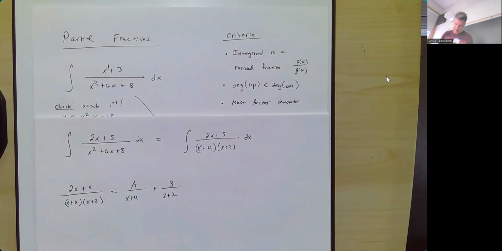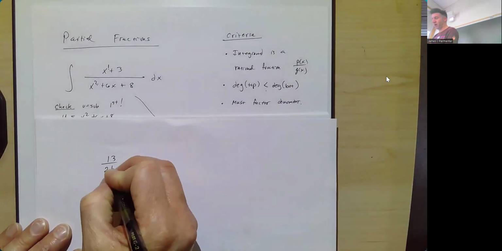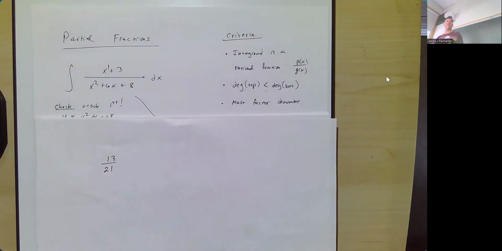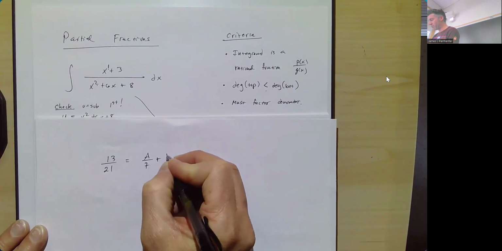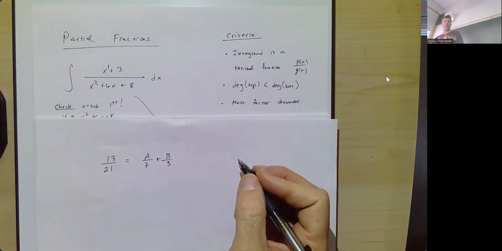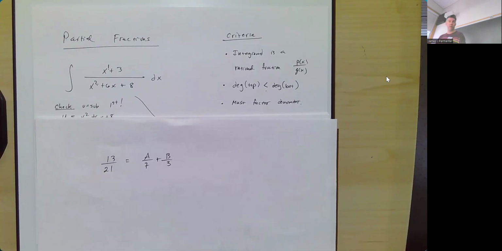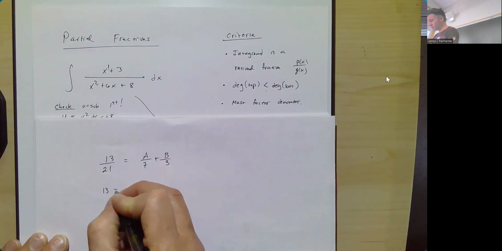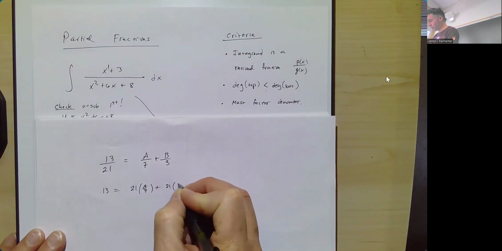Times 3 times 7. It'd be like saying, let's say you wanted to write the fraction 13 over 21, but you wanted to write it as the sum of fractions with simpler denominators. You could say, oh, that's going to be some a over 7 plus b over 3, because 21 factors as 7 times 3. And then you can multiply both sides by 21, and say 13 equals 21 times a over 7 plus 21 times b over 3.